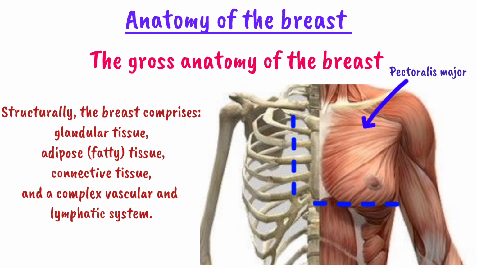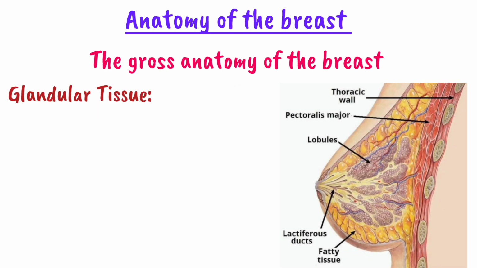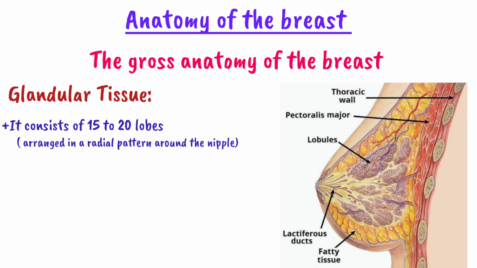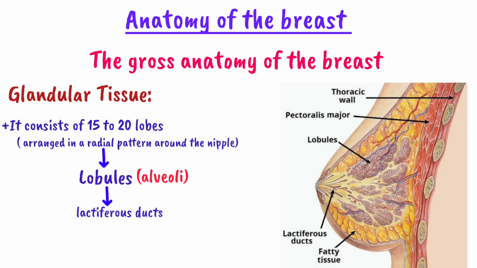Now let's talk about the glandular tissue. The glandular tissue of the breast is responsible for milk production and secretion. It consists of 15 to 20 lobes arranged in radial patterns around the nipple. Each lobe is further divided into smaller lobules, which contain alveoli, the milk-producing units of the breast. Now the alveoli are lined with epithelial cells that secrete milk and myoepithelial cells that contract to expel milk into the duct. Now, those lobules drain into the lactiferous ducts, which converge towards the nipple.